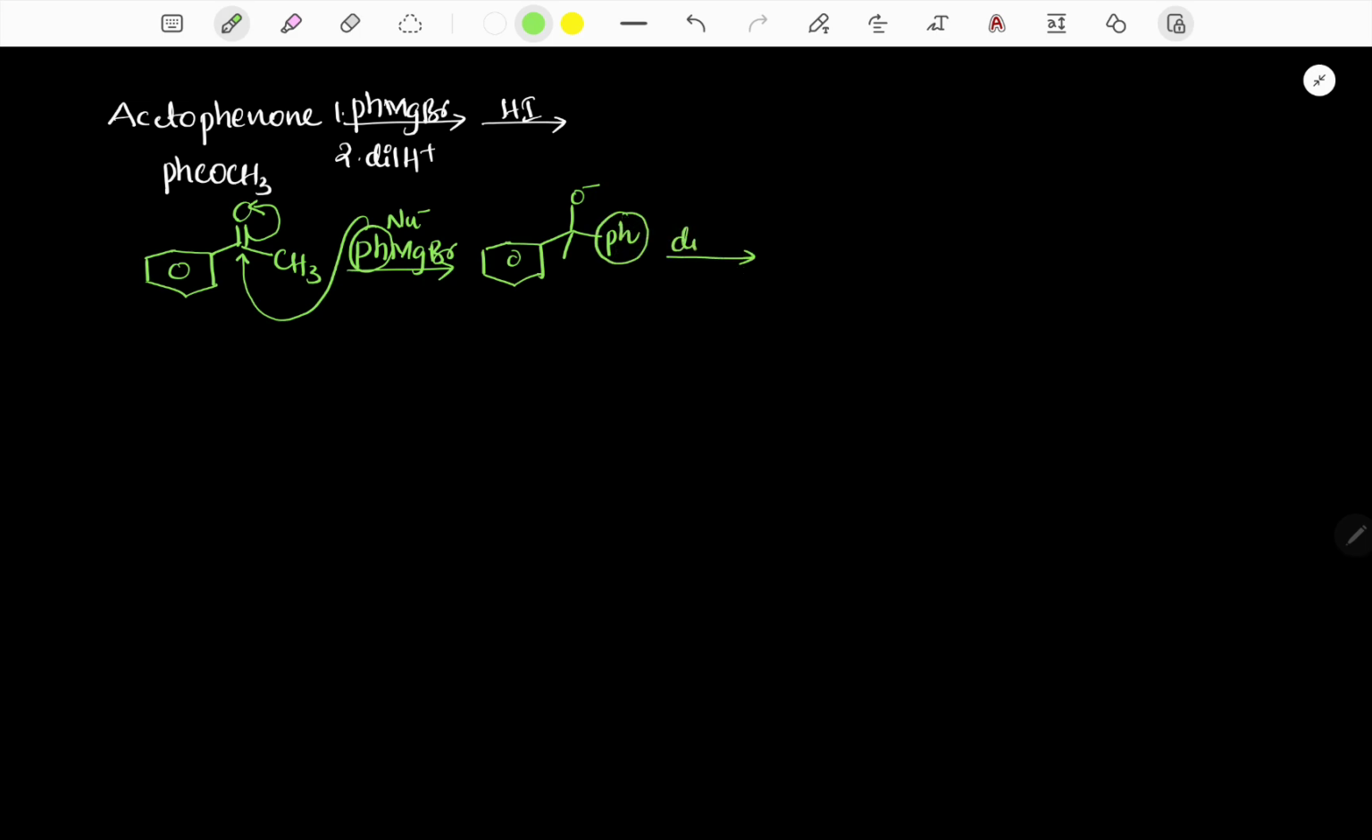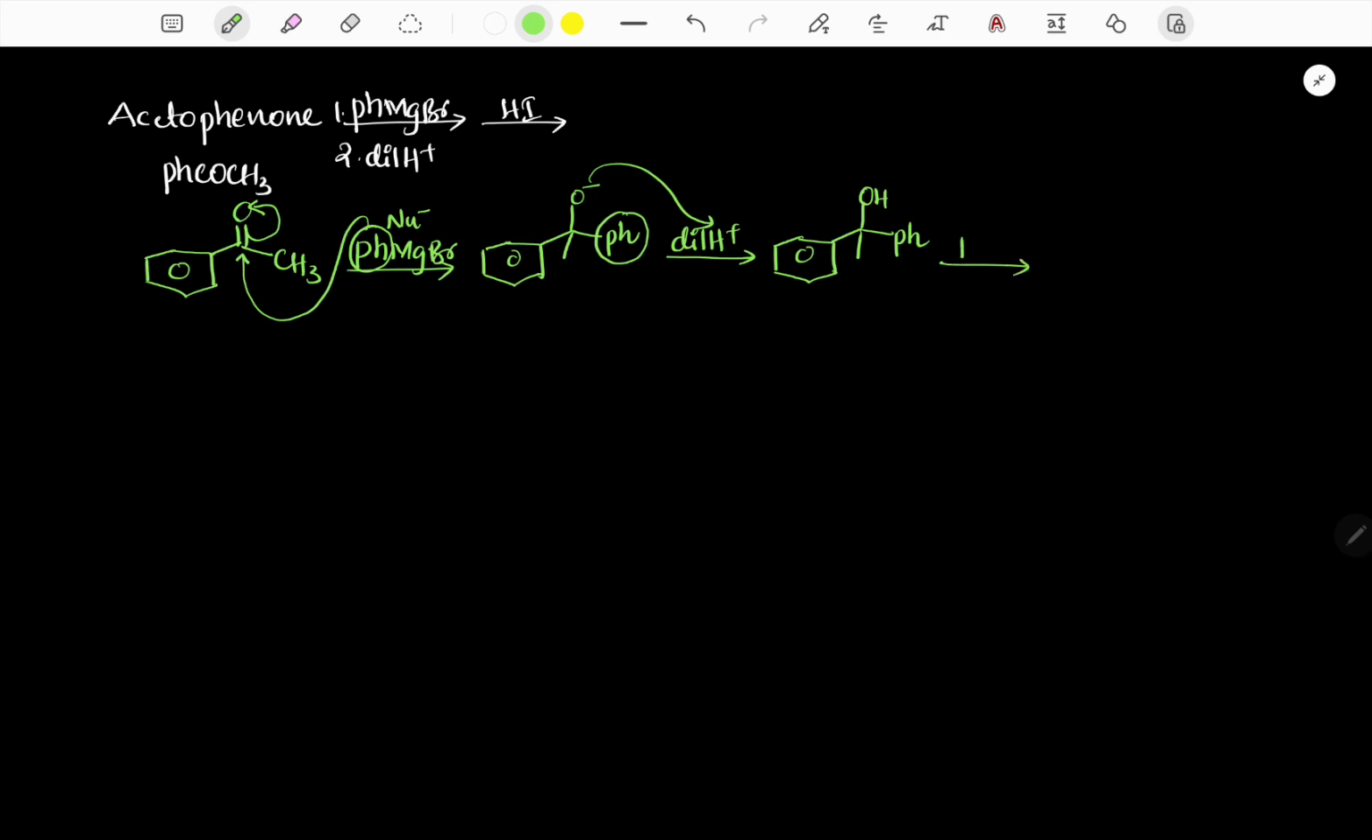Now it reacts with dilute H plus. O minus takes the proton from the H plus, and finally it gives the corresponding tertiary alcohol.